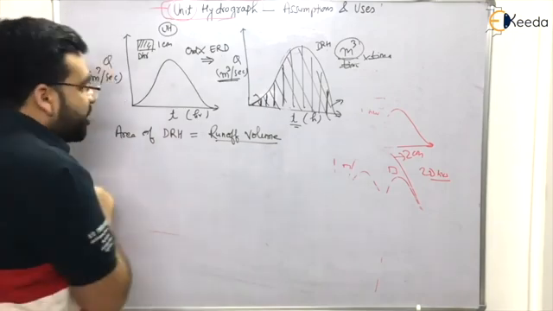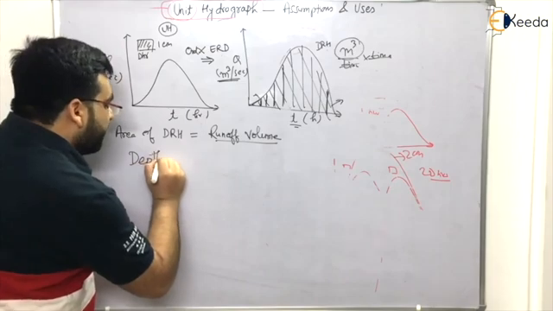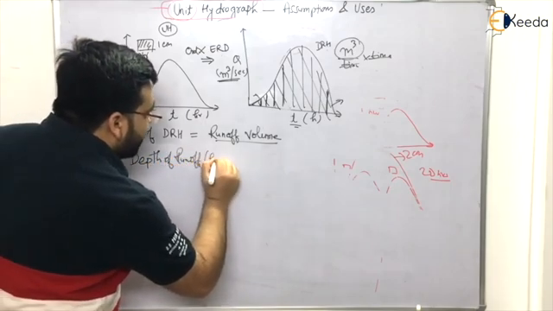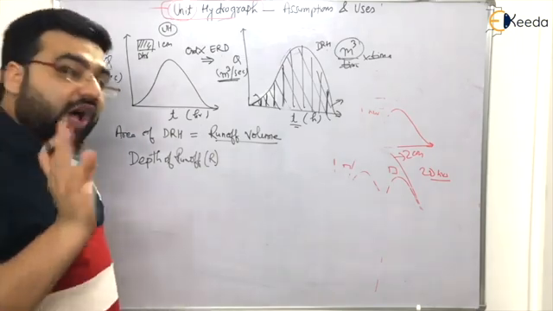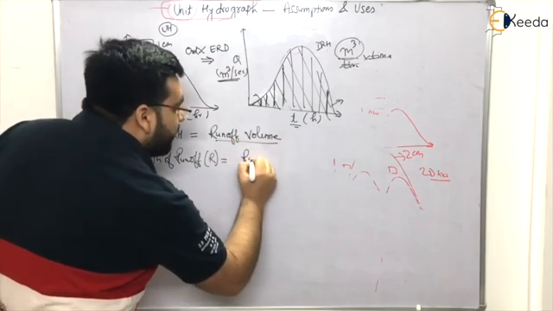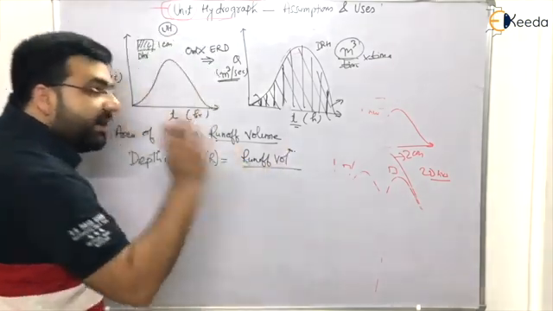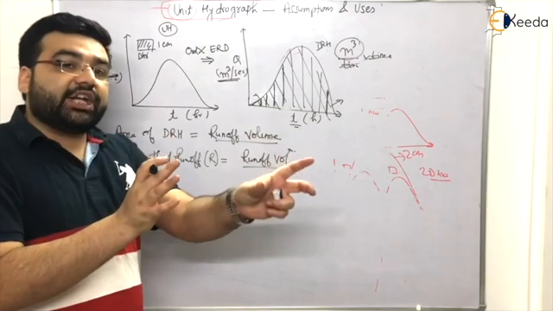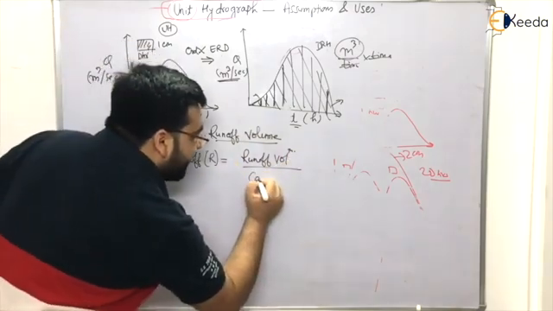Clear? Now the question is, can you also get the depth of runoff? Depth of runoff, which is generally denoted by R. The answer is yes. How can you get the depth of runoff? If you divide this runoff volume by the catchment area, if the catchment area is given in the question, you can easily determine the runoff depth also.